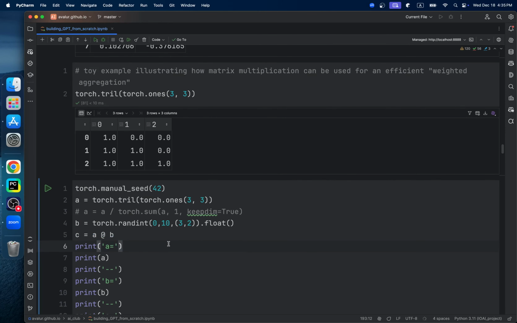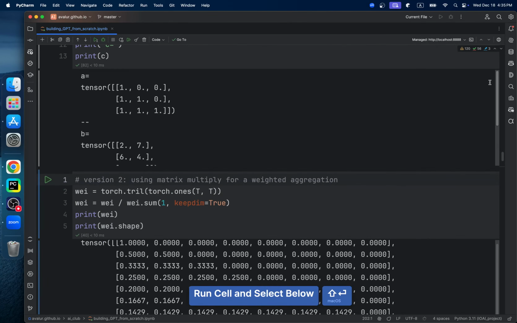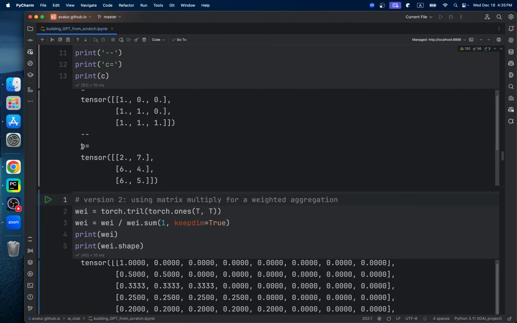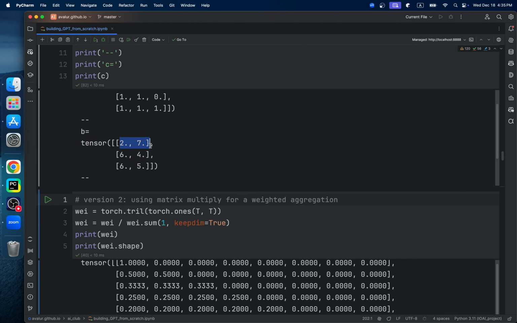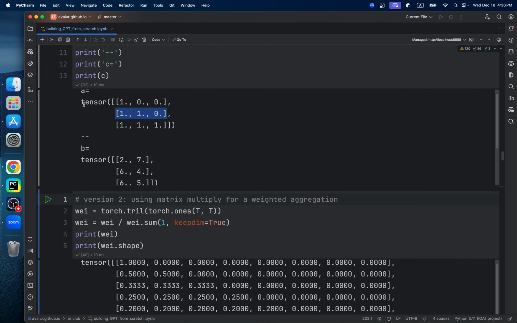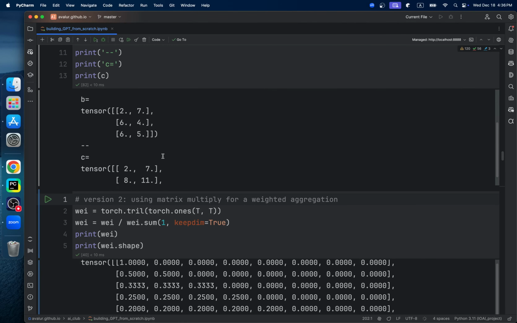Yeah, and let's look at the result. So our A matrix is lower triangular with ones inside. Our B matrix, for example, is an input tensor of 3 vectors with 2 components each. And then we perform matrix multiplication of A and B. So we multiply the first row of matrix A by the first column of matrix B, then we multiply the first row by the second column, and then we go further to the second row of matrix A. And the result, of course, is clear.